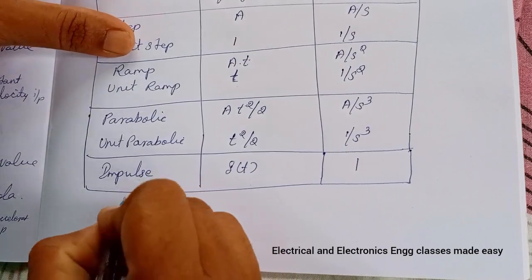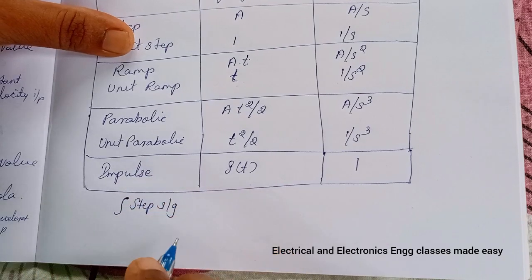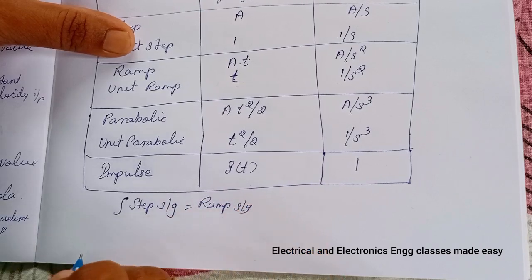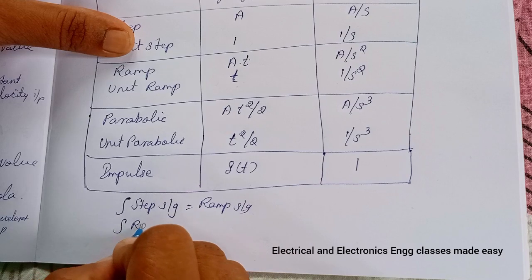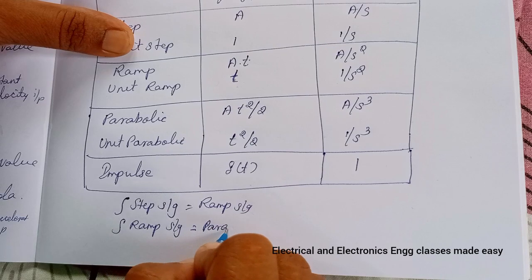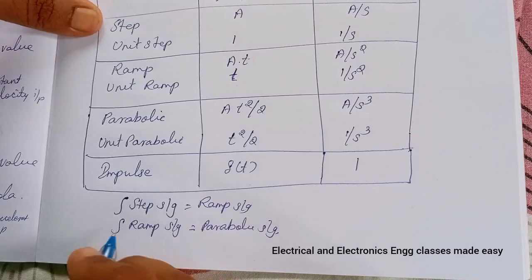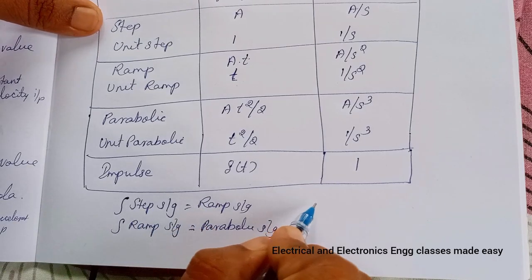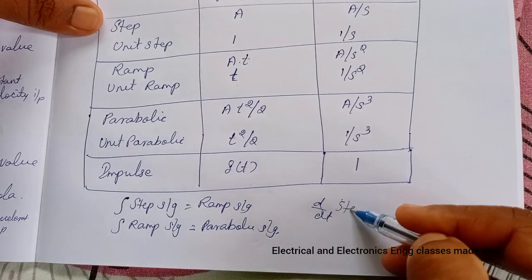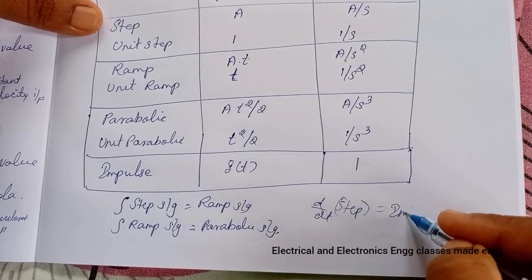Also note that the integral of step signal is ramp signal, and integral of ramp signal is parabolic signal. And also the derivative, that is d by dt of step signal, is impulse signal.